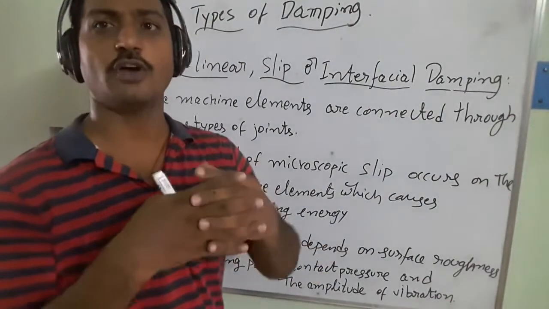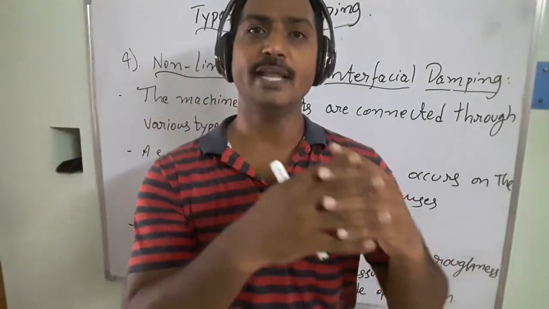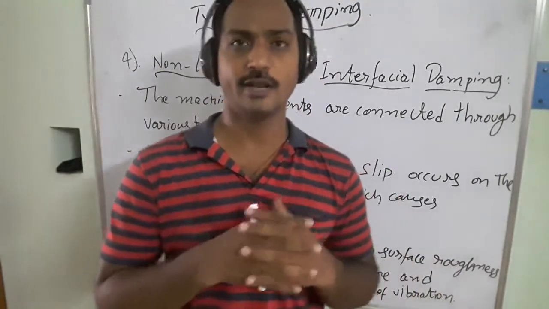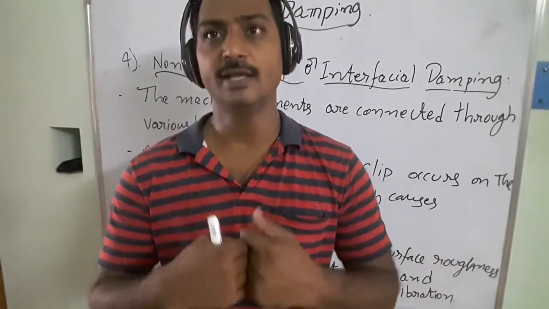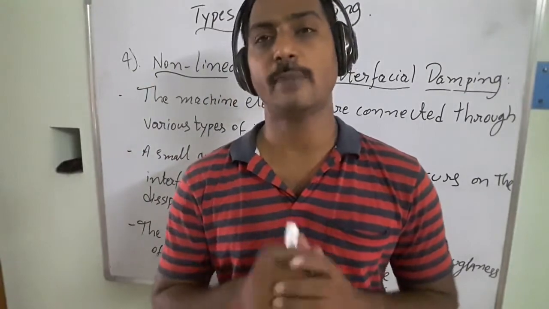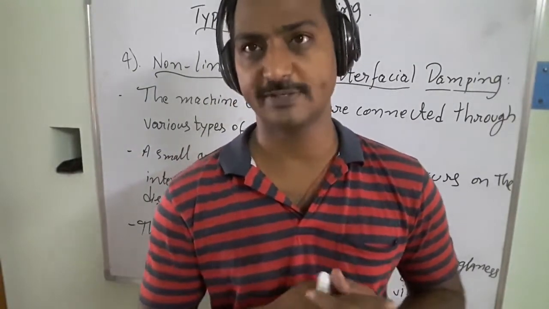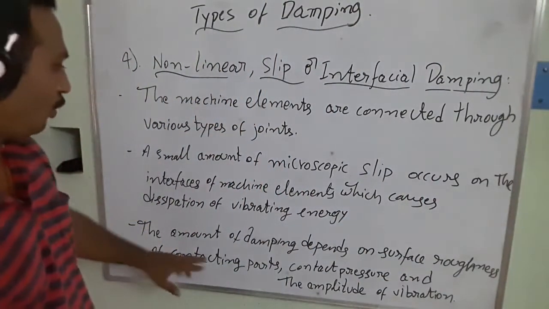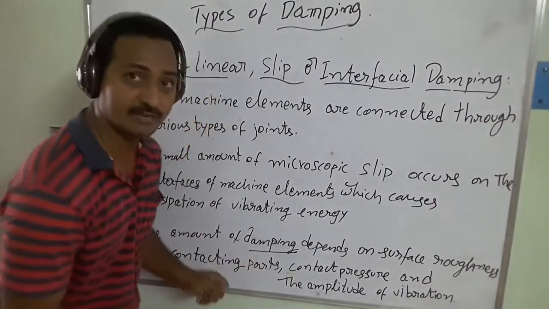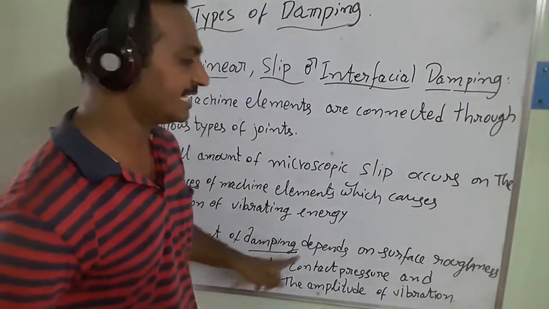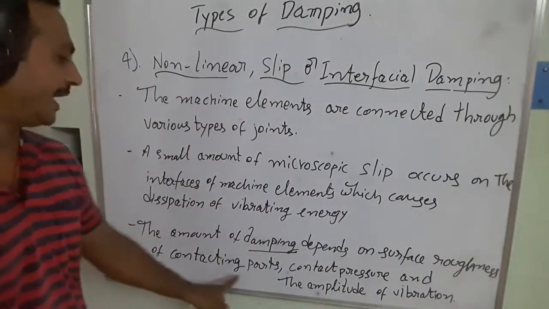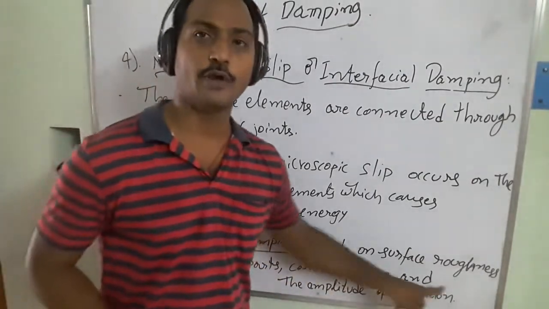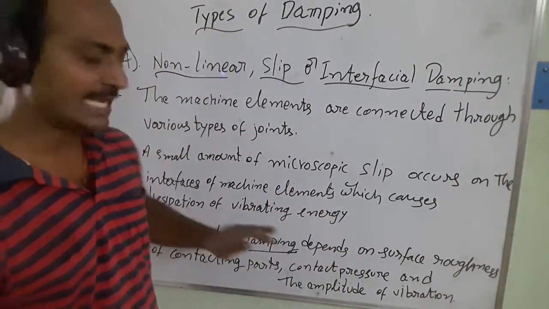Right? Because these joints also contribute while transmitting power or energy from one point to another, from one element to another element. These joints also start absorbing that energy because of the microscopic slip. So the amount of damping depends on the surface roughness. What is damping? Damping is nothing but the resistance force opposing the vibrating body. That mainly depends on the surface roughness of the contacting parts, the contact pressure, and the amplitude of the vibrations. These are the main causes of the damping.